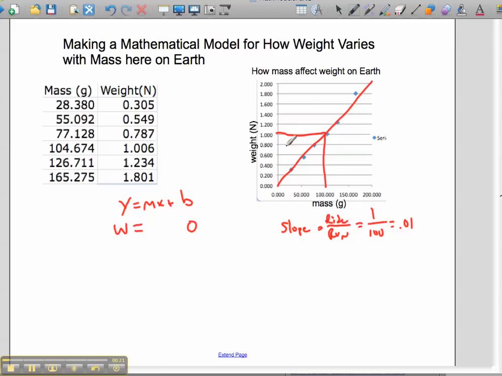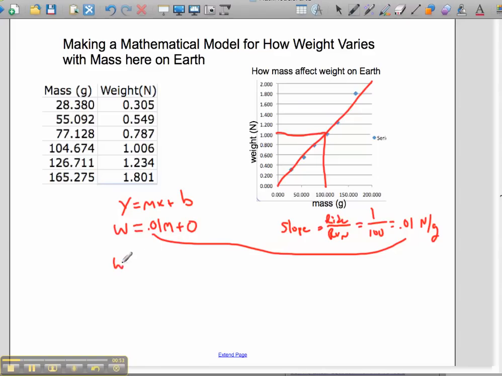Now, we should put some labels on that. The way to do that is to look at the rise labels and the run labels. So this is newtons on the rise and grams on the run, so this is newtons per gram. And we're going to care a lot more about that later. But for now, let's bring that slope over here into our equation. 0.01. Now this x here is not a generic x, but rather it's specifically mass. Let's use m for mass. Okay, so there is our mathematical model.